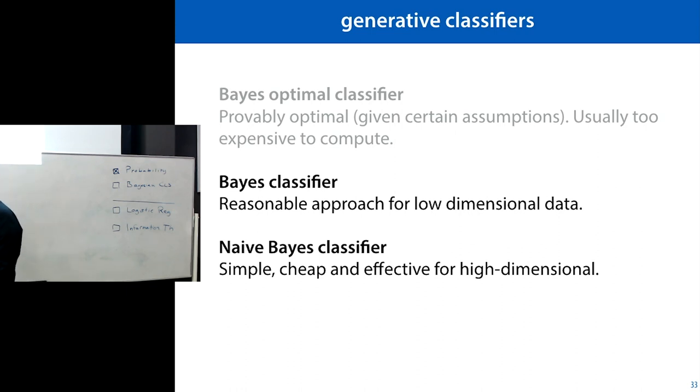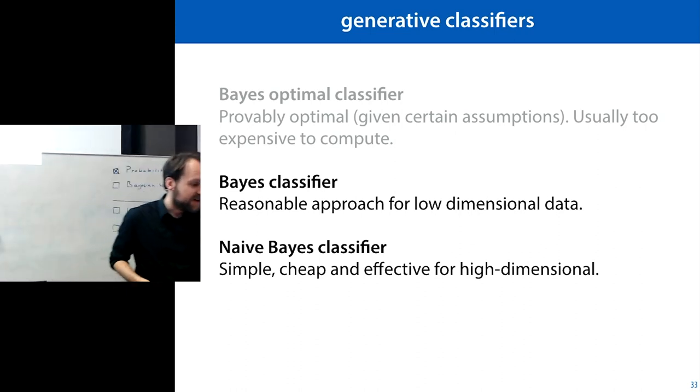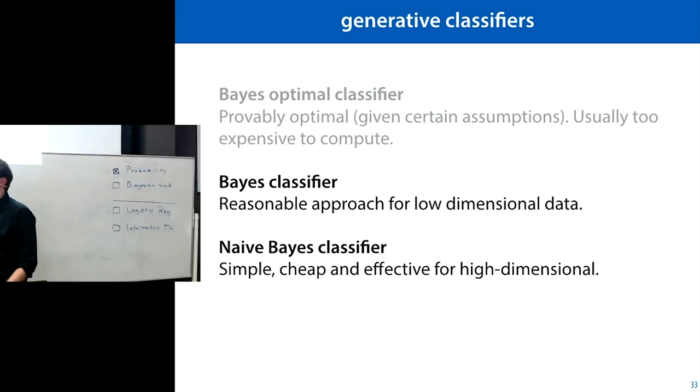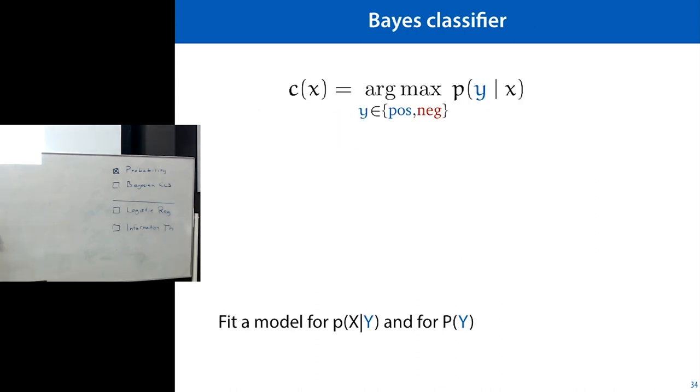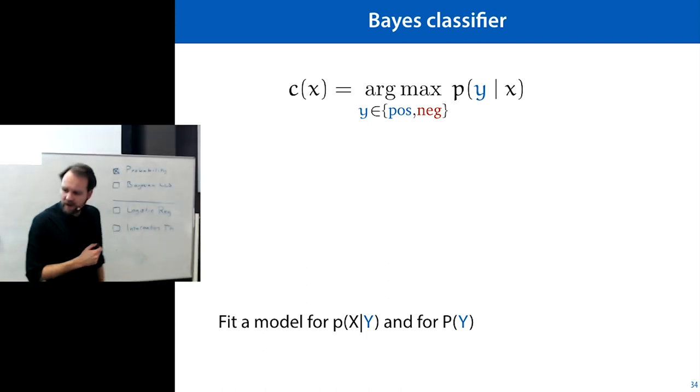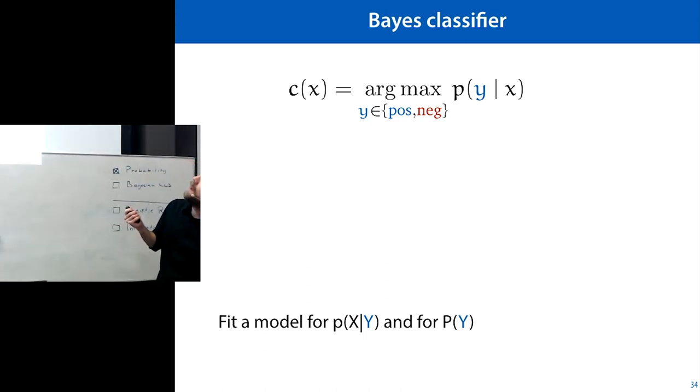And then there is the naive Bayes classifier, which is a sort of Bayes classifier plus an additional assumption that makes it work very well on high-dimensional data. So I'll start with the Bayes classifier, which is basically saying the class we choose for X, our classifier, is the class that maximizes this probability, the probability of the class given the features.